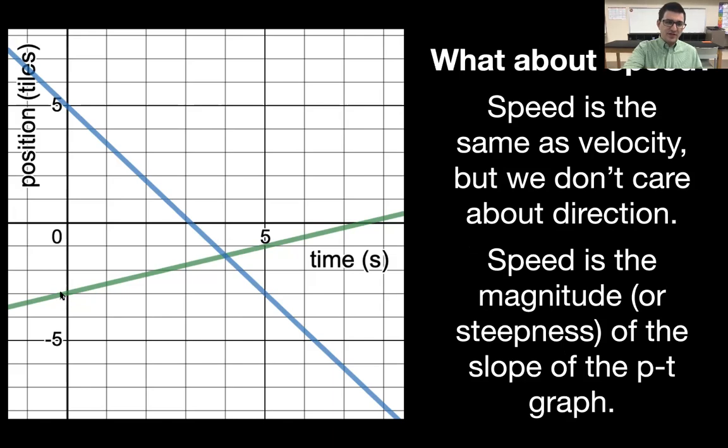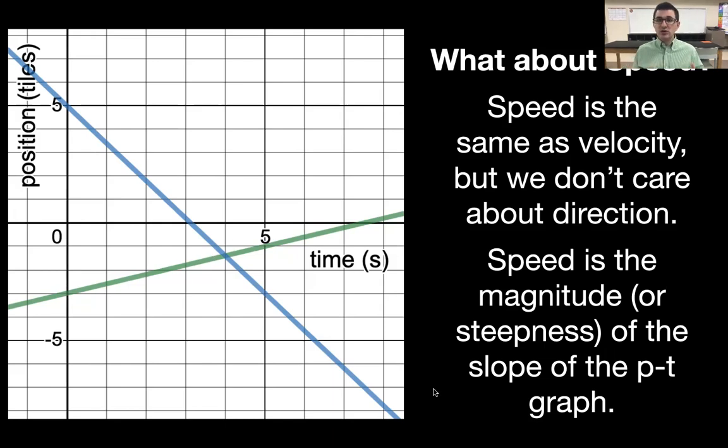So you would find that this one has a small slope. I think it was like 0.5. And this one has a big slope. It was like -1.5. But for the speed, we don't care about the negative. So this has a speed of 1.5 tiles per second. This has a speed of 0.5 tiles per second.